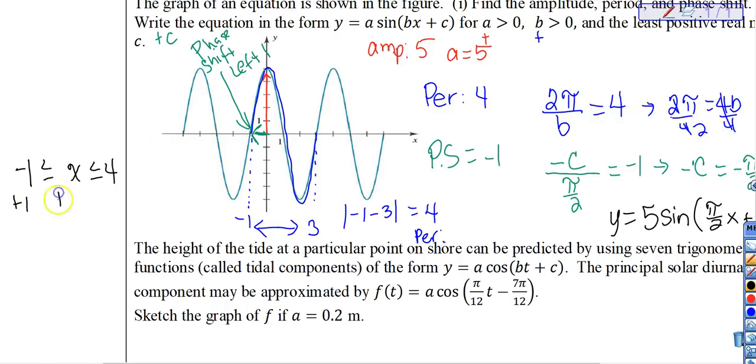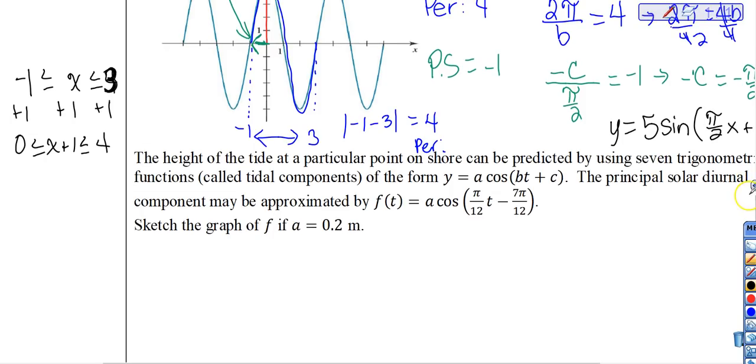Add 1 and add 1. Oh, that's not a 4, it's a 3. Check my math, people. That's a 3, not a 4. It's a distance of 4. All right, so that gives us 0 is less than or equal to x plus 1, less than or equal to 4. On the left side I have what I desire, a 0, but on the right side I have 4, and I want it to say 2 pi. So how am I going to change this 4 into a 2 pi? I'm going to multiply it by something. I'll take 4 times some number, and I want it to equal 2 pi.